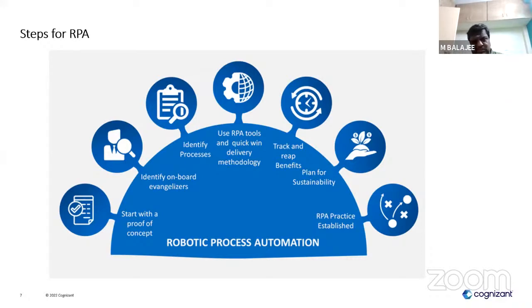So identify the tools, the cost of the tools, whether the customer can bear the cost of the tool, and whether he'll be able to get benefit out of the automation. Those are all the things we need to see before we start automation, and then track and reap benefits.